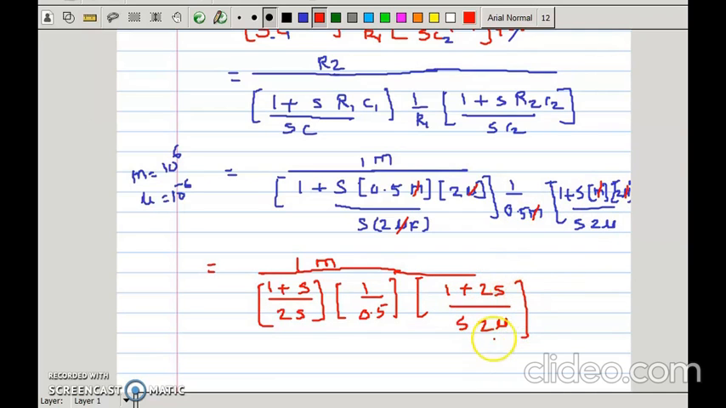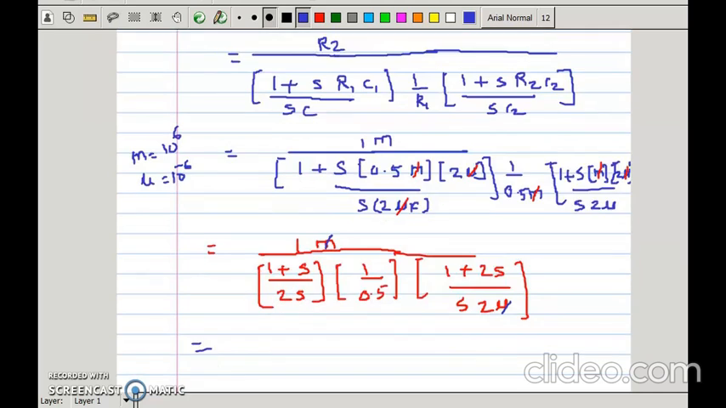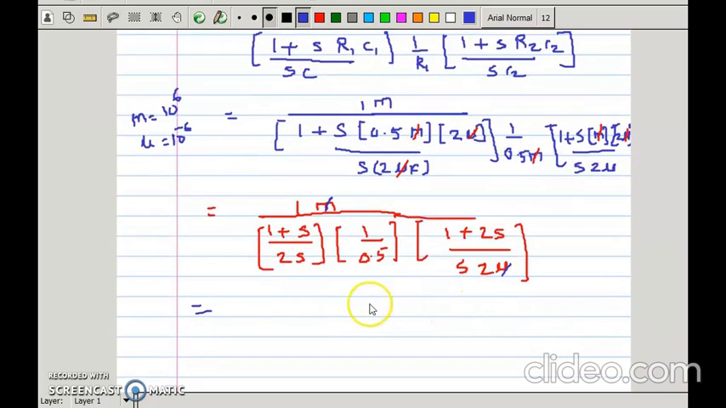Okay, see, now we can put this 2 micro, right? So micro and mega again divide, see, division by division, right? So this mega and this micro again cancel. Okay, so what is the remaining finally? See, one is as it is, right? So let's multiply everything. So 1 plus s into 1 plus 2s.